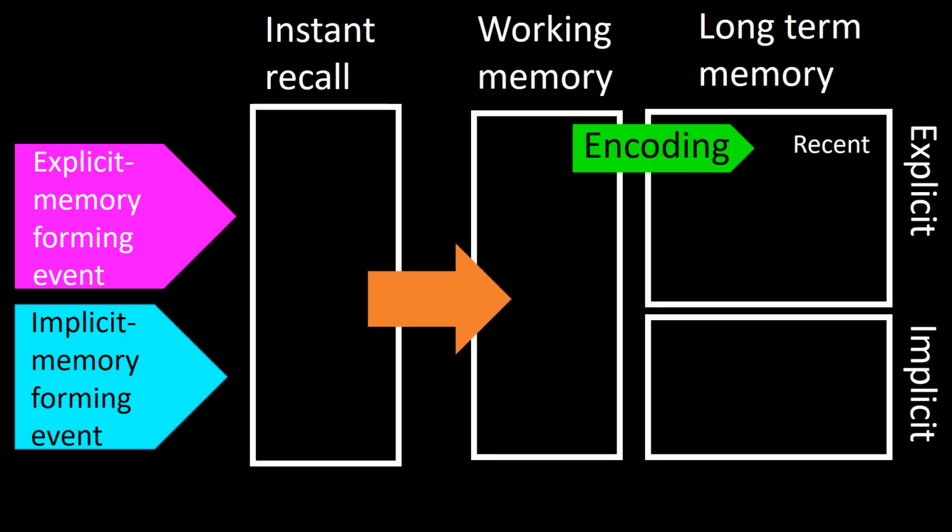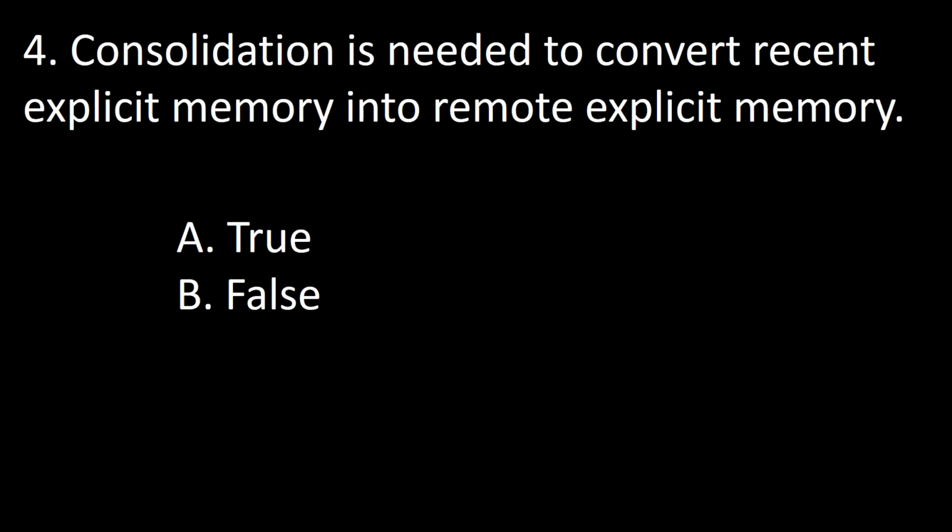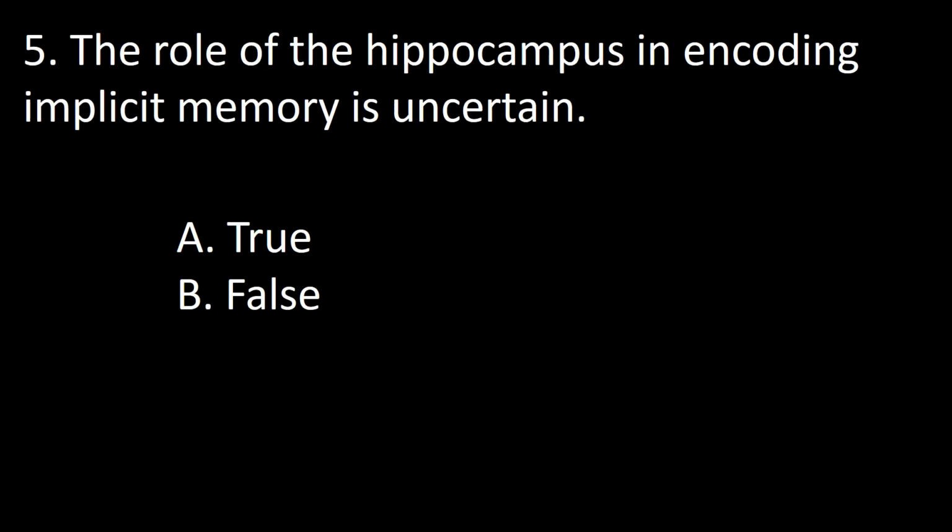So again, I am reintroducing the memory model as we left it after the last question. The addition of the vertical line in the explicit long-term memory square, and now the word remote, indicates that the transformation of recent memory to remote memory has occurred, a process that is called consolidation and requires hippocampal formation involvement. So the answer to this question is true. Next question. The role of the hippocampus in encoding implicit memory is uncertain.